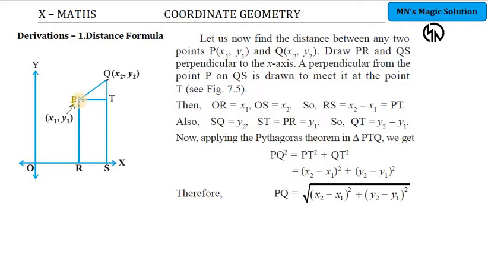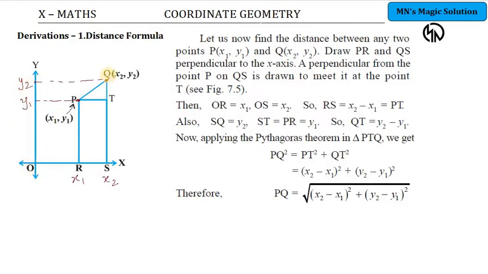So, if in case I drop a perpendicular from this point P to the x-axis, then this OR length is nothing but x1. Correct? In the same way, if we draw a line from this point P perpendicular to the y-axis, then this point is y1. Similarly, from Q a line is drawn perpendicular at the point S, and the length of this will be x2. That is, OS is equal to x2. And if we drop a perpendicular corresponding to Q here, then this point will be y2.